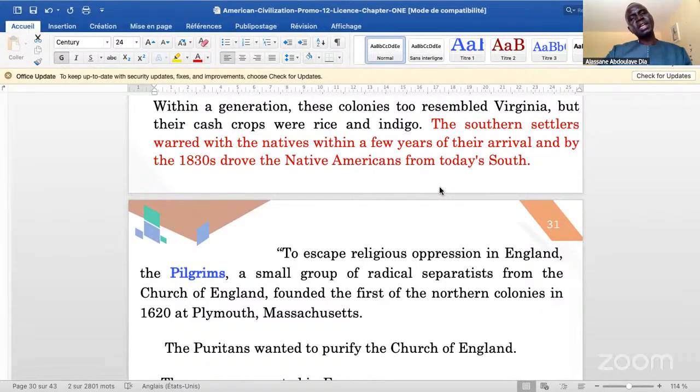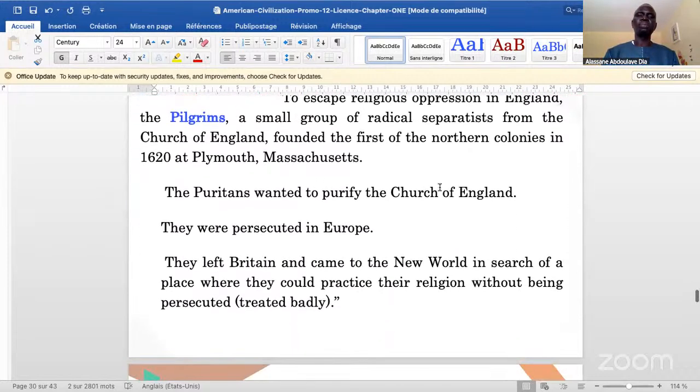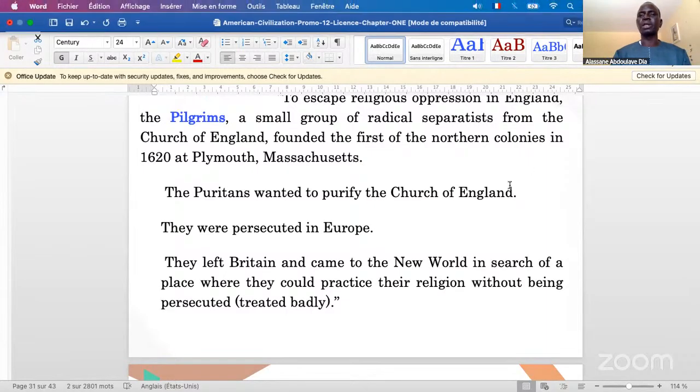And by the 1830s, they drove the Native Americans from today's South. What happened? When the settlers came, they found Native Americans. So they had to push the Native Americans to move. And they pushed the Native Americans to move to the South. That's why there was a big concentration of Native Americans in the South of America.